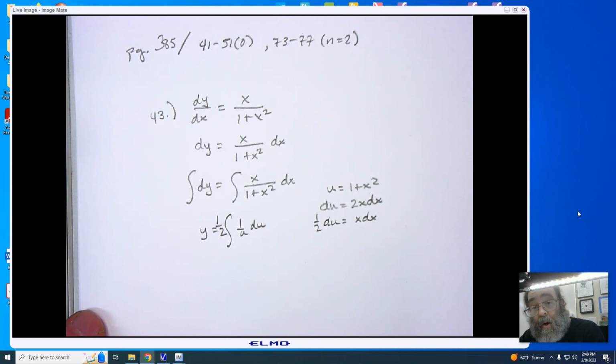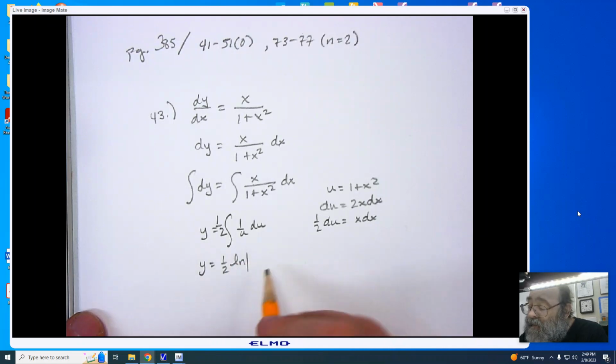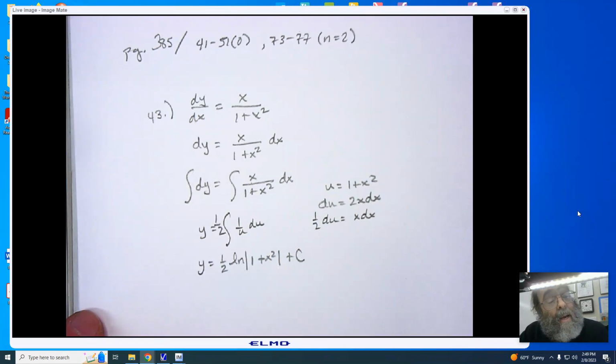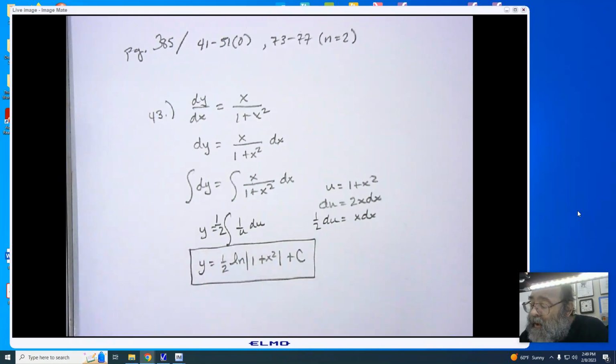Now we know this as our logarithmic rule, so we're looking at y equaling 1/2 the natural log of the absolute value of our u, which is 1 plus x squared, plus c. Now they did not give us a particular point on this curve, so we can't find the particular solution. And as a result, 43's general solution is y equals 1/2 the natural log of the absolute value of the quantity 1 plus x squared, plus c.